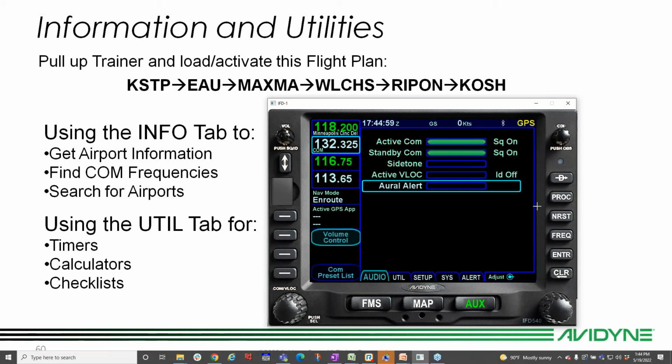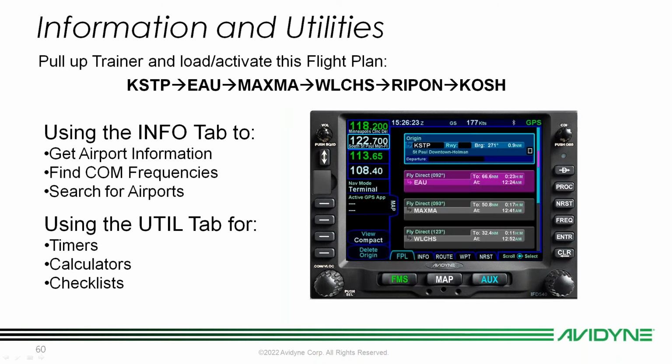I do see a question here. How do I turn down the aural alerts? That's going to be here in the audio tab, and we can adjust that aural alert. We can use our smaller knob to roll that up and down. Okay, active vlog, same thing. If we want to tune, identify, listen for the Morse code, that's how we turn up and down that volume that comes in from the radio, from the IFD. And then side tone, obviously, that's going to be your own voice in your headset. We can turn that up and down as well. So that's how we would change that.